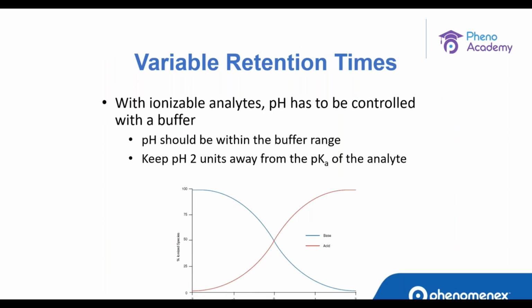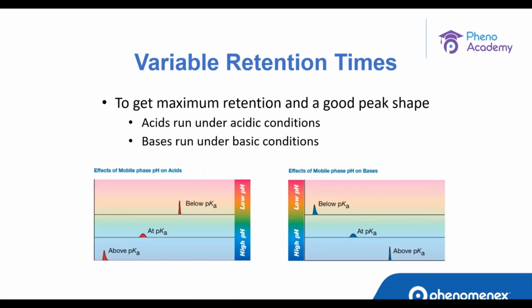With ionizable analytes, pH has to be controlled with a buffer. The pH should be within the buffer range. Keep the pH 2 units away from the pKa of the analyte. To get maximum retention and good peak shape, acidic analytes should be under acidic conditions, and basic analytes under basic conditions.